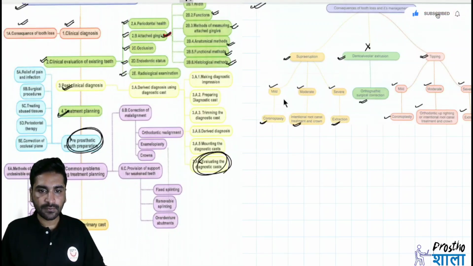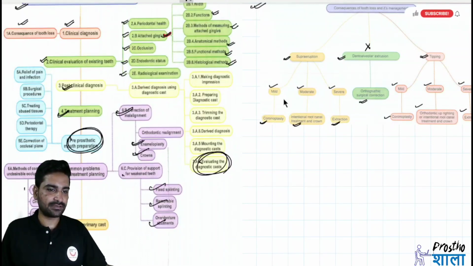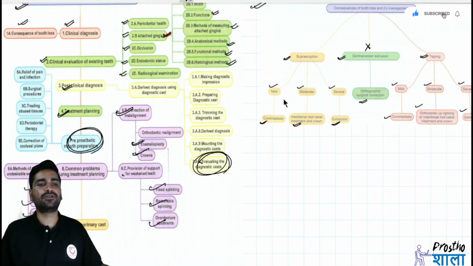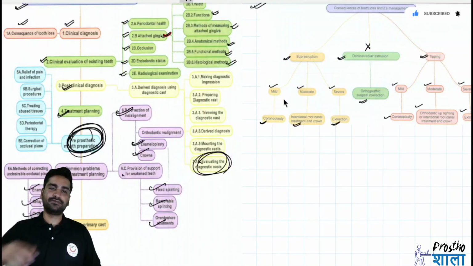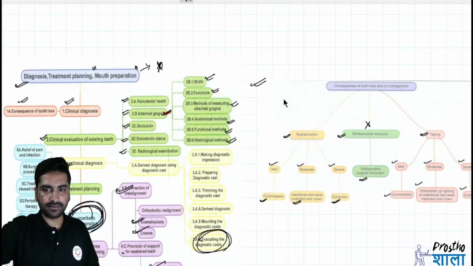Evaluation of the diagnostic cast is remaining. We saw orthodontic malalignment, enameloplasty, crowns, fixed splinting, removable splinting, overdenture abutments, right? You can go with enameloplasty, onlays, crowns, extraction, surgery, endodontic treatment. So all of the things are discussed apart from pre-prosthetic mouth preparation, which is a separate chapter, and also surveying, a separate chapter.